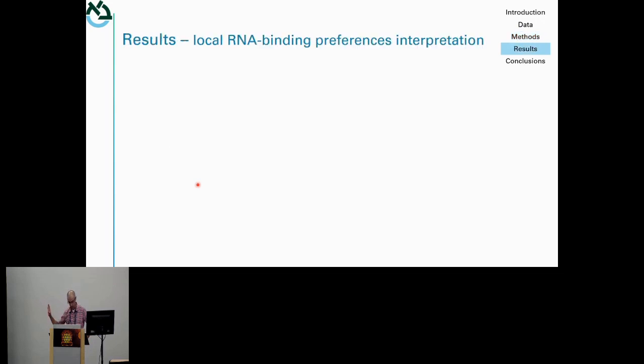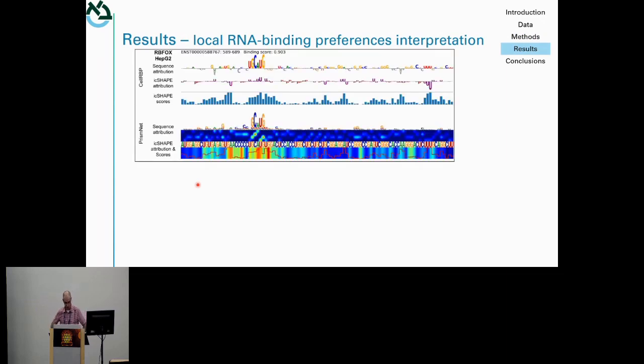So let's see how well we do in local interpretation. Local meaning we take a single binding site and we ask what are the important features in that binding site. Here is the interpretation for RBFOX, and I think the protein was also in Chris Burge's talk. You see that both our model and PrismNet picked up the binding site, but I think we got the initial U correctly, which PrismNet missed. There's also some preference to unpaired nucleotides, which was also observed in PrismNet, but I think the structure preference is much less visible or clear than what we see in the sequence preference.